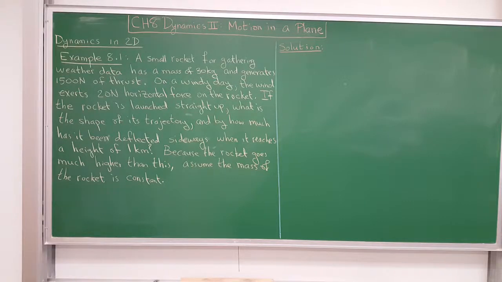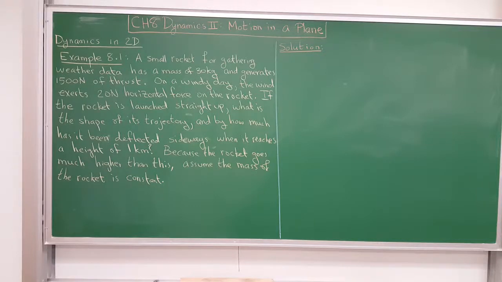And then it says, on a windy day, the wind exerts a 20 newton horizontal force on the rocket. If the rocket is launched straight up, so the rocket is launched vertically, so the thrust is in the vertical direction, it says, what is the shape of the trajectory, and by how much has it been deflected sideways when it reaches a height of 1 kilometer?